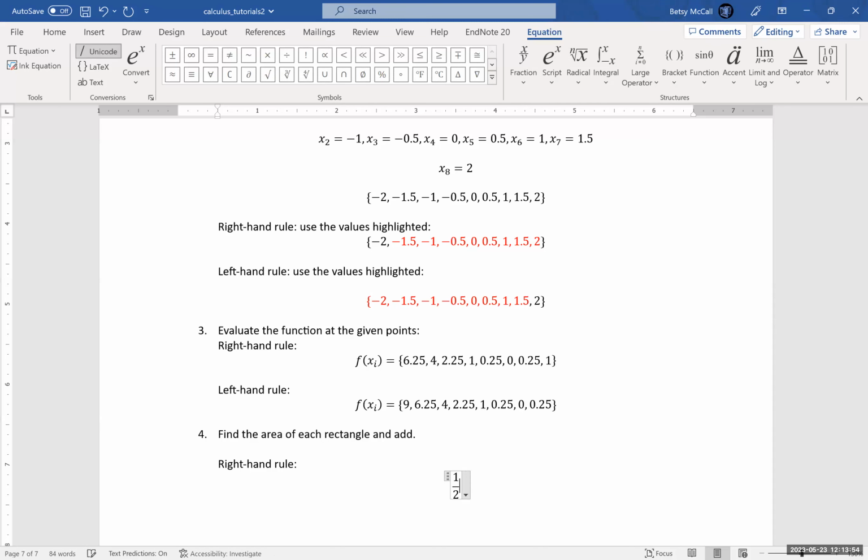So 1/2 times 6.25 plus 4 plus 2.25 plus 1 plus 0.25 plus 0 plus 0.25 plus 1.25 plus 2.25 plus 1 plus 0.25 plus 0.25, because we can skip the 0. And so I get 1/2 times 15, which is equal to 7.5.